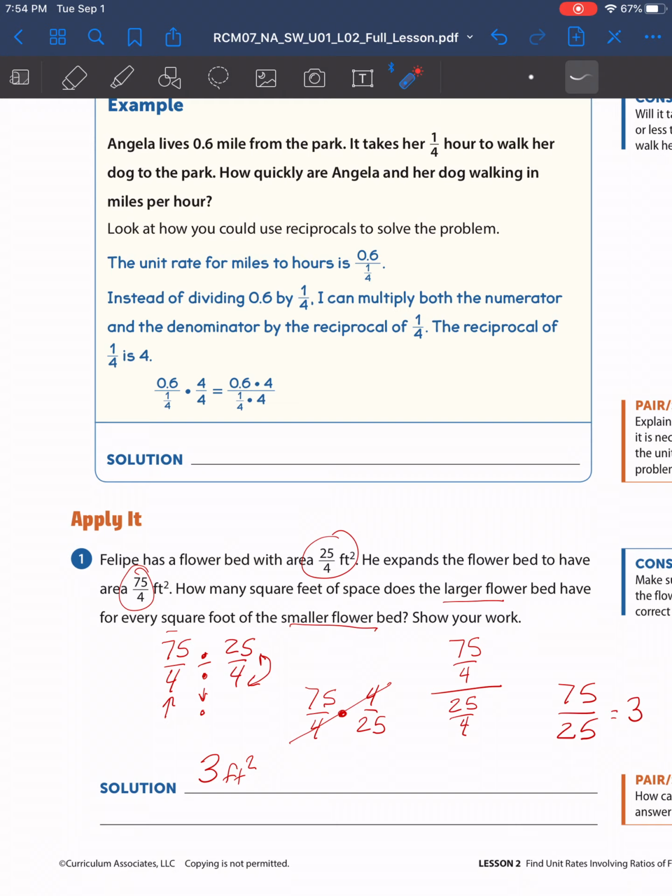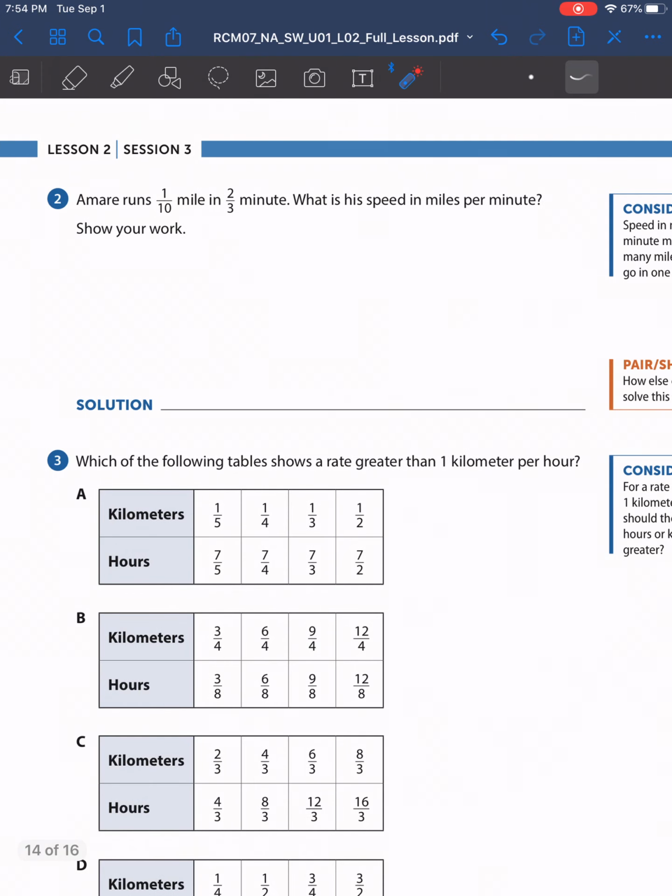If there is a number that is the same on the top and on the bottom, they cancel each other out because that would be the same as 4 over 4. 4 over 4 is 1. So that's why we canceled them out. And then we just took the 75 and wrote it over here, and you just take the 25 and write it right there. Okay? That's how we got that. Then we took 75 and we divided it by 25 and got 3. All right, let's go to the next page.